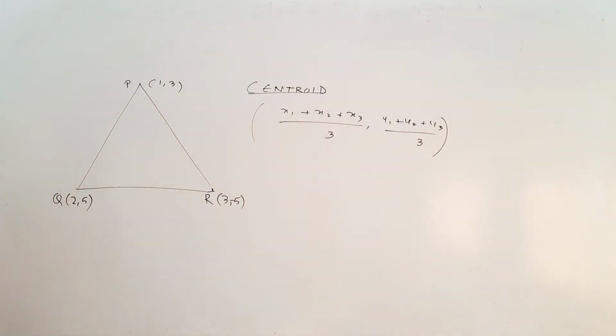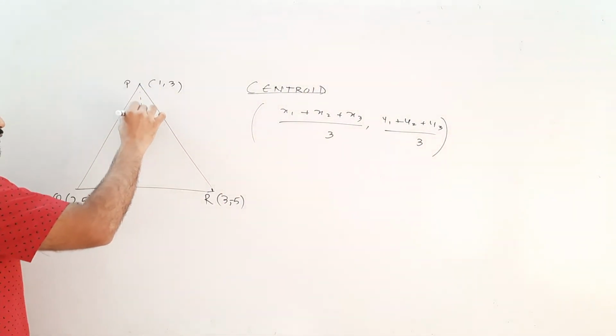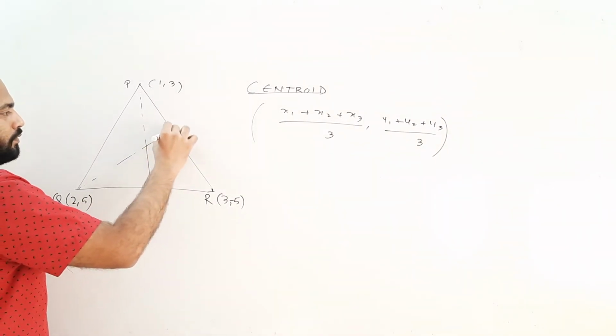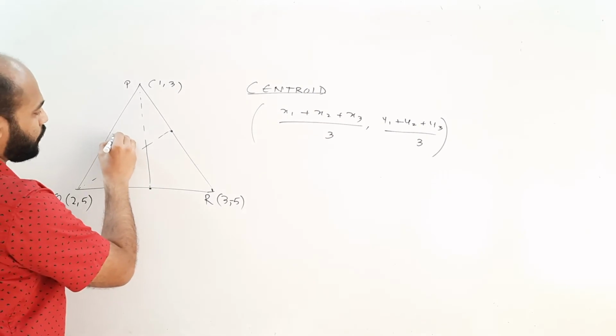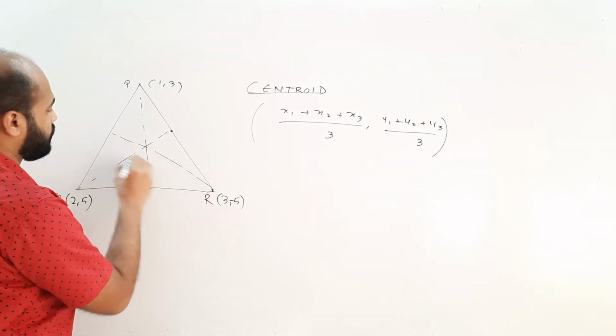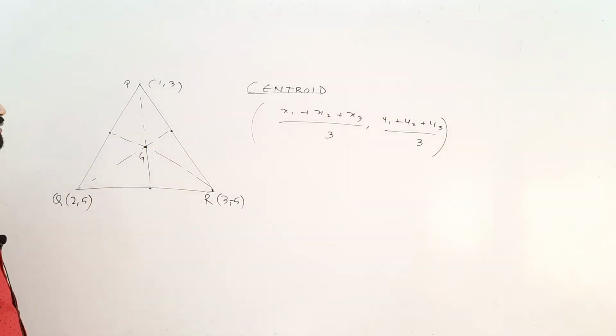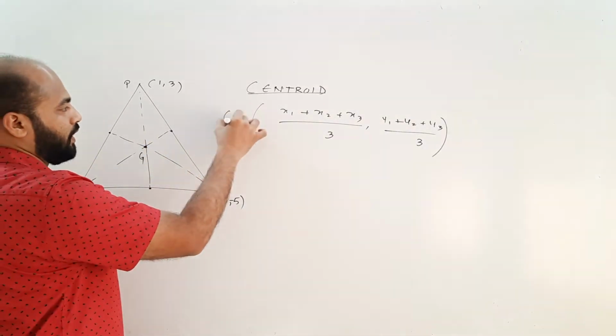So what is the centroid? Centroid is a point where all the three medians meet. So in this case, this is going to be the centroid. Normally centroid is given by the letter G. So G would be given as this.